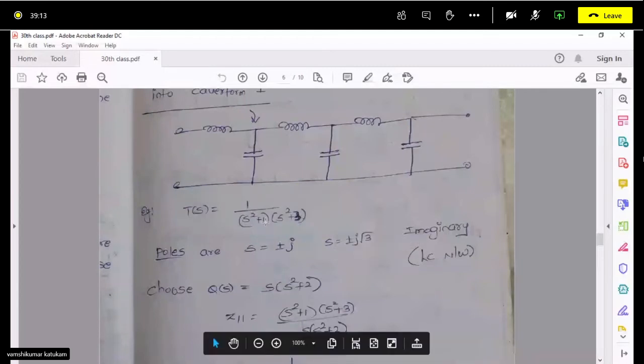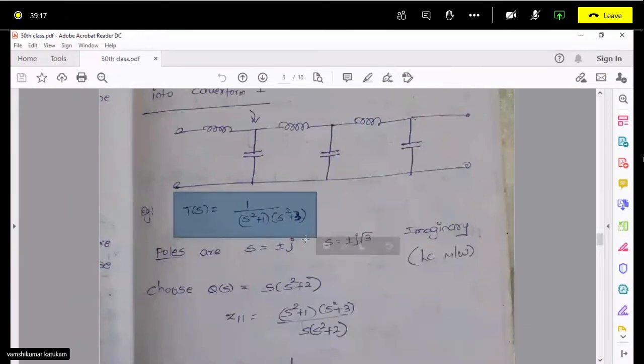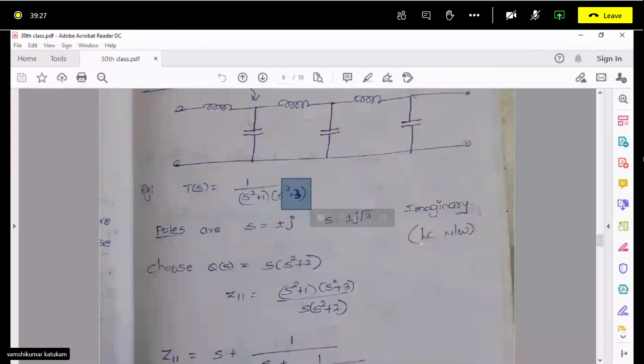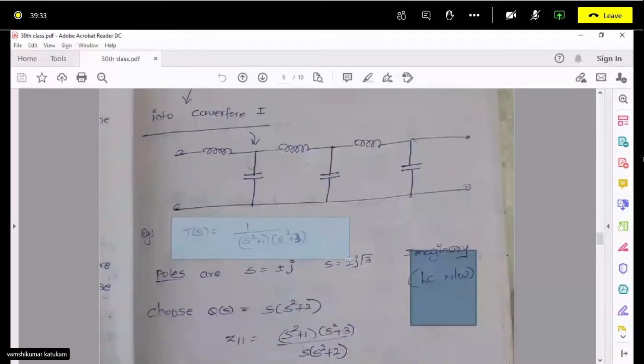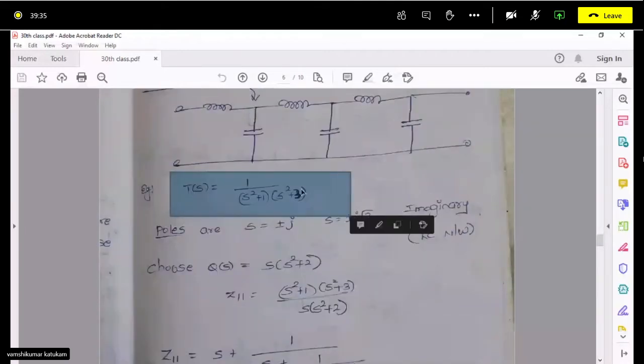First, is it an RC function? No, it is not an RC function because there are no negative real poles. It is an LC function, because the poles are imaginary, which is an LC network. And it is in which form? 1 by P of s form. Right, so you have to convert it to Cauer form 1.